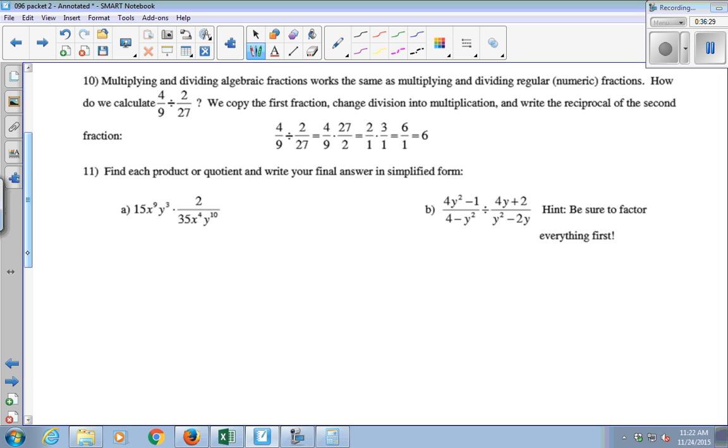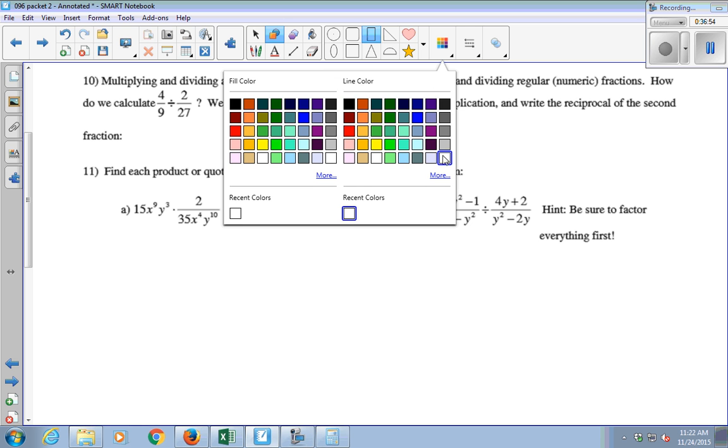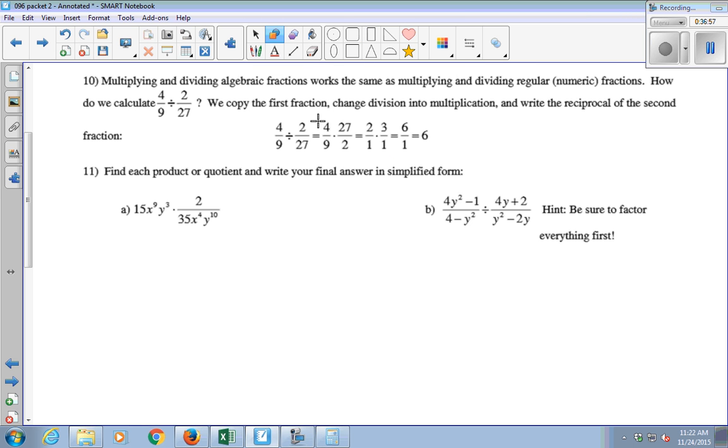All right, let's look at number 10 here. Multiplying and dividing algebraic fractions works exactly the same as multiplying and dividing regular numeric fractions. So how do you divide two fractions again? Somebody remind me. Yes, you multiply by the reciprocal of the second fraction. So instead of dividing by 2 over 27, I'm going to multiply by 27 over 2.